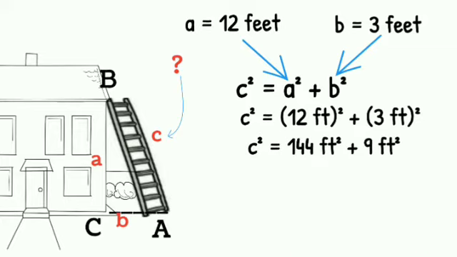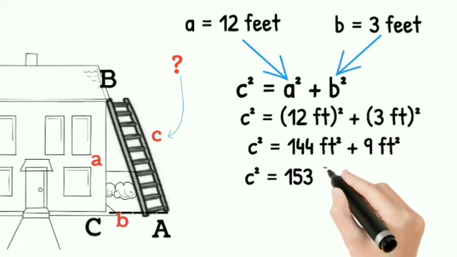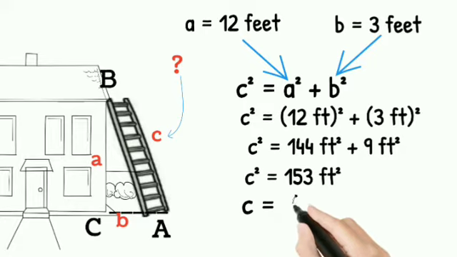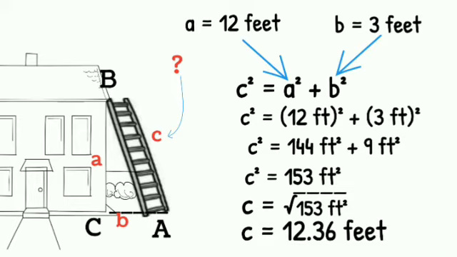The equation will now become c squared is equal to 144 feet square plus 9 feet square. Furthermore, c squared is equal to 153 feet squared. Squaring both sides of the equation, c is equal to the square root of 153 feet square. Therefore, the length of the ladder will be c is equal to 12.36 feet.